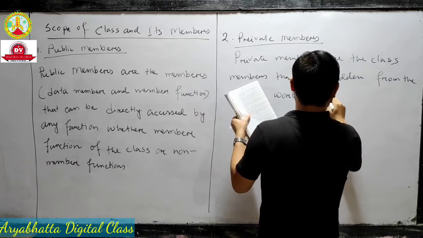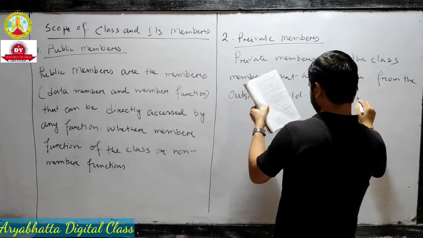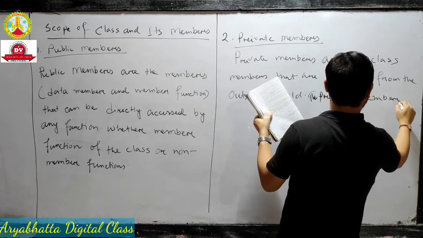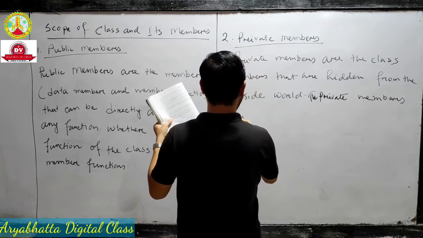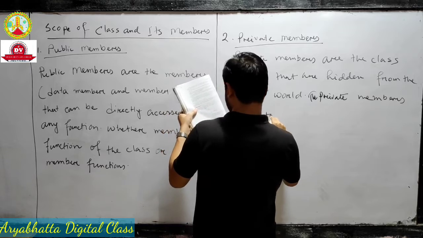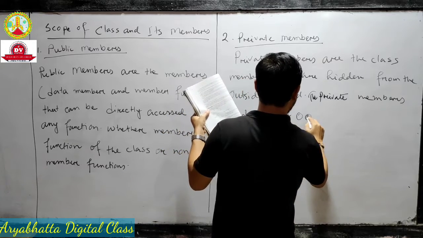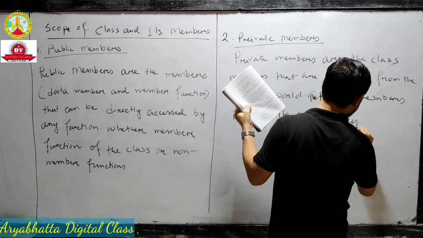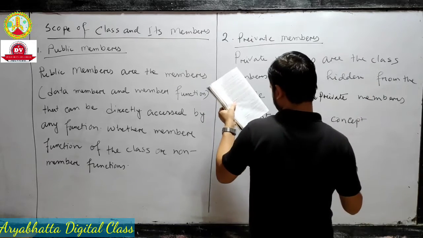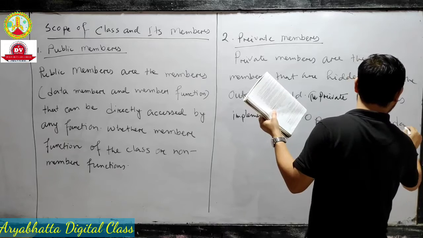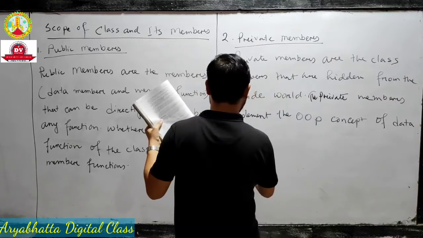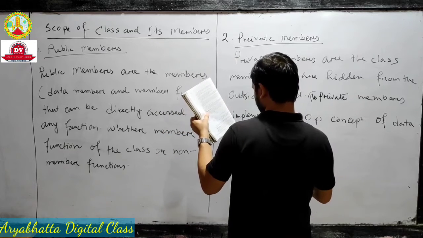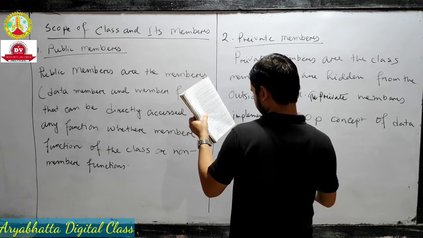Private members, you just note down this concept. The private members implement the OOP concept. OOP means object oriented, of data hiding. Data hiding, I think you know what data hiding means: data can be hidden from the outside world.